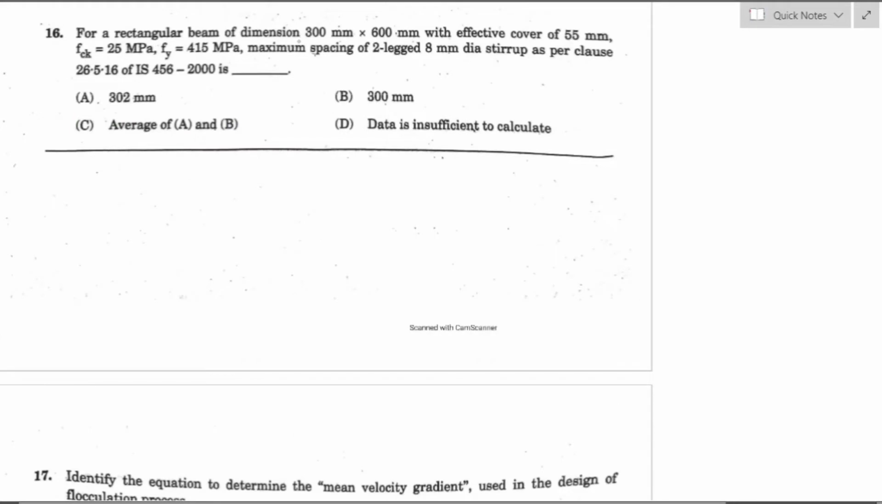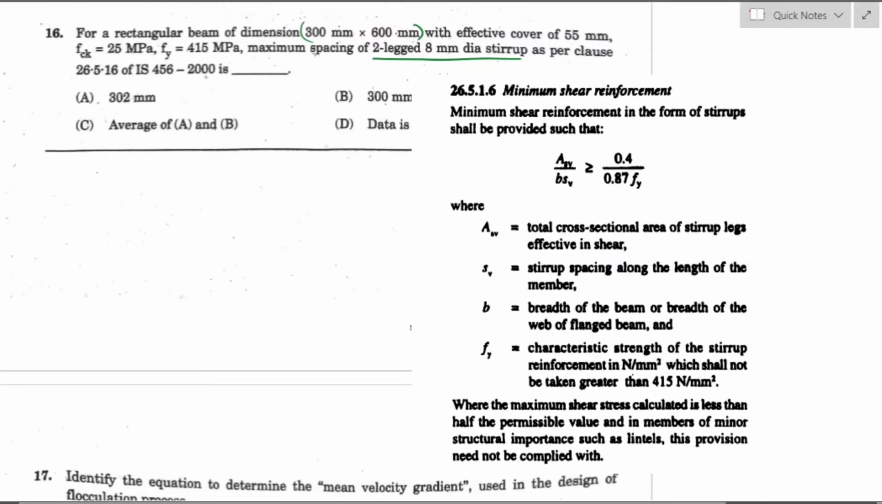Question number 16. For a rectangular beam of dimension 300 by 600 mm with effective cover of 55 mm, grade of concrete is 25, grade of steel is 415, maximum spacing of 2-legged 8 mm dia stirrup as per the clause 26.5.1.6 of IS 456-2000. So as per this codal provision, spacing of the stirrups is given by the formula ASV divided by B into 0.87 Fy divided by 0.4.